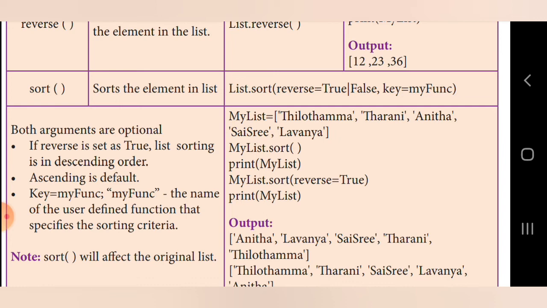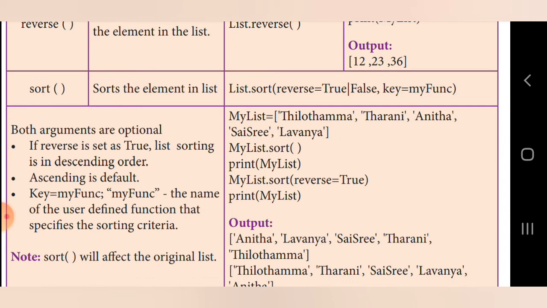Okay, and then see, print my list. So the first time it shows the output, the elements are in the ascending order, and then again we are going to change the order of the elements. For that we are using my list dot sort of reverse equal to true. So when the parameter reverse equal to true, the elements are arranged in the descending order. Okay, again we are going to print the value of my list, print of my list.